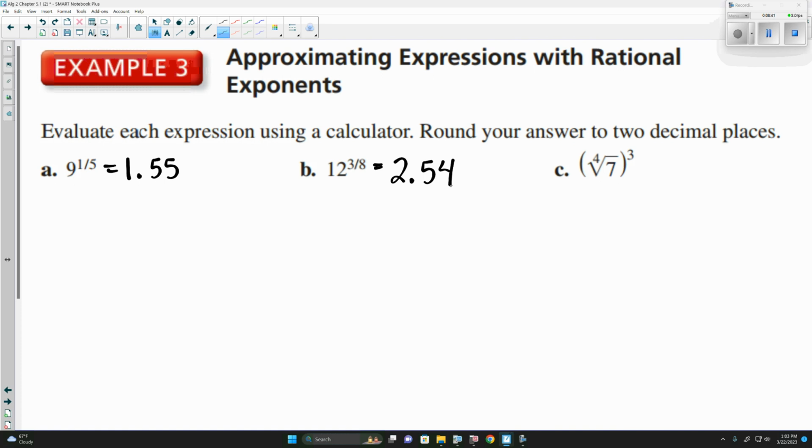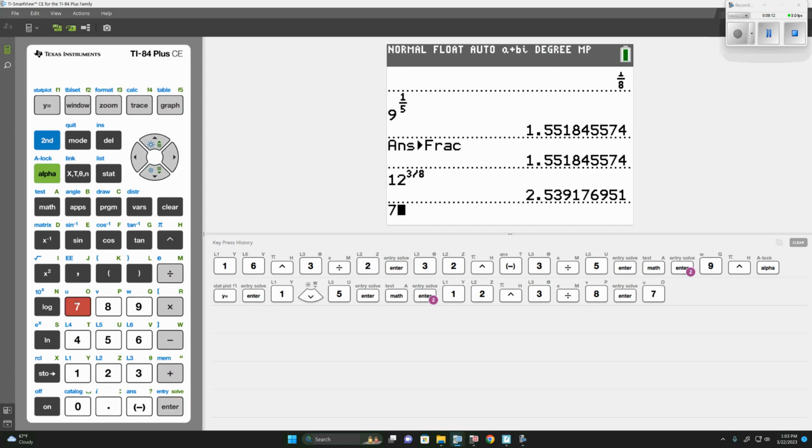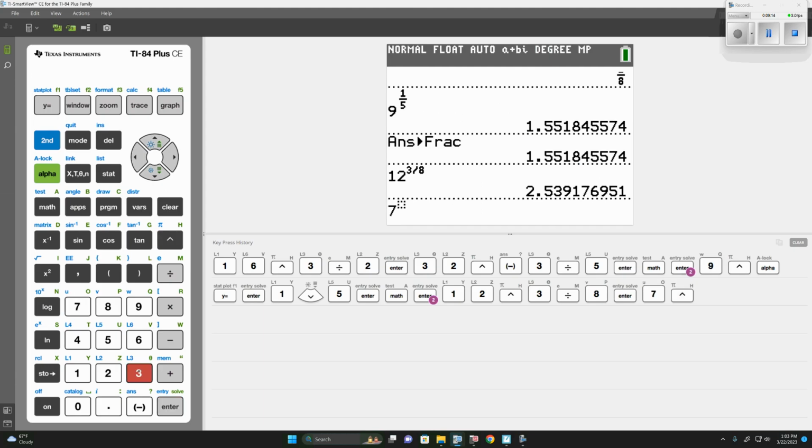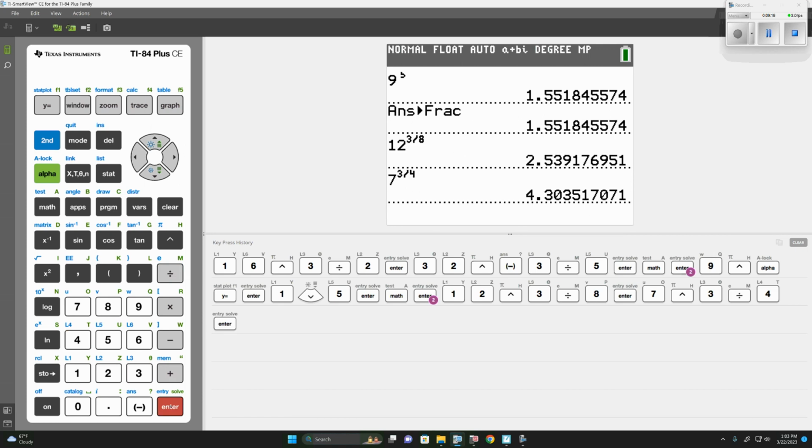And the last one, the 4th root of 7 cubed, we could type it in as this here. Now if I wrote it as a fractional exponent, how would we write this as a fractional exponent? What number would go on top? Because this is going back to our a to the m over n is equal to the nth root of a to the m. Which is 4.30.